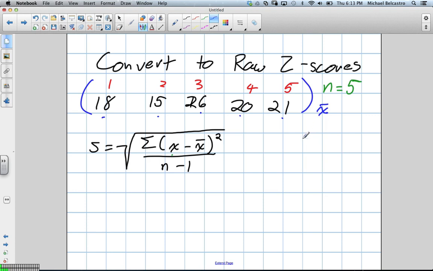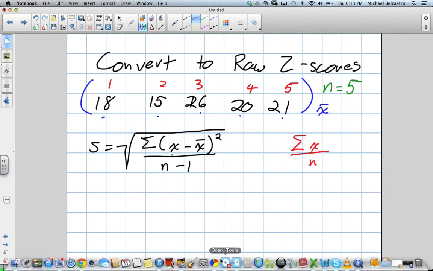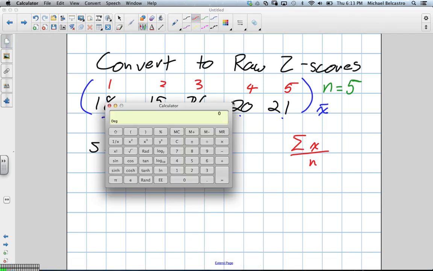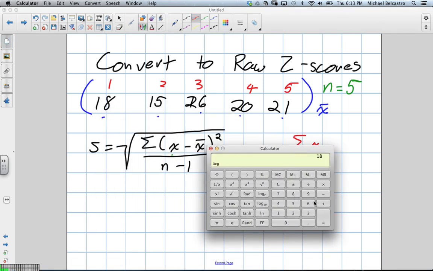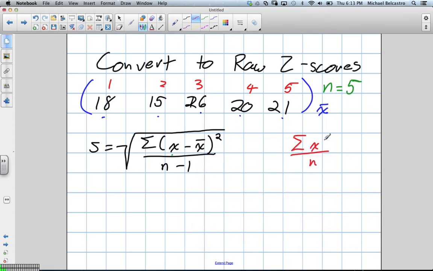In order to find the mean, we have to sum all of the data. So you could write it like this as a formula: the sum of our data divided by the total amount of data. Right? So let's sum up all of our data. We have the values of 18 plus 15 plus 26 plus 20 plus 21. Oh, very convenient. x bar in this case ends up being, we'll say x bar is equal to 100.